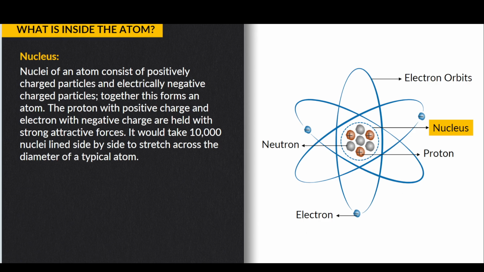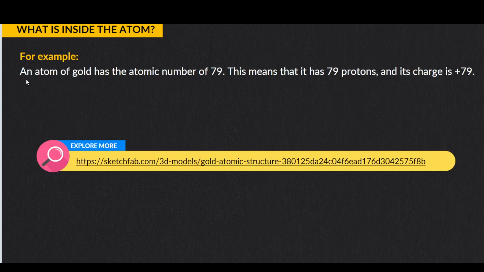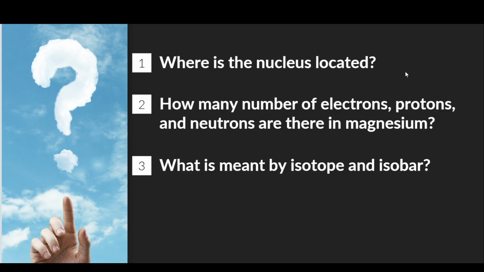So when we are calculating mass number, we are just finding the mass of the nucleus, because mass number is neutron plus proton, ignoring electron mass, which is very less as compared to proton and neutron. So for example, an atom of gold has an atomic number of 79. This means there are 79 protons and its charge is plus 79, because proton is positive.